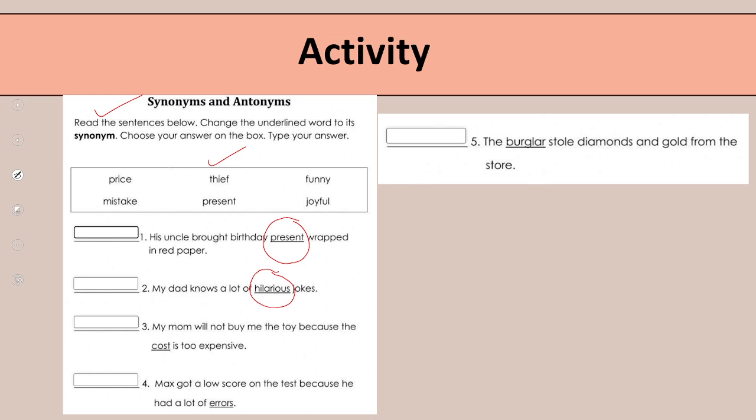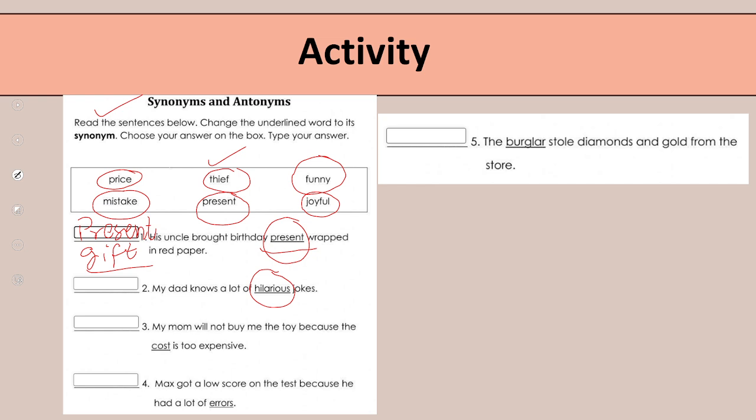Now, how would we replace it? Present will be either funny, joyful, present, thief, price, mistake. So there is no synonym given over here. We can say it is present or gift. Gift is also a present. So we can also choose the word, even if it's not here, gift.